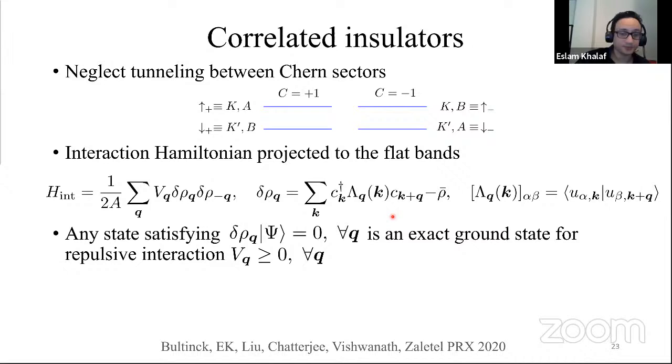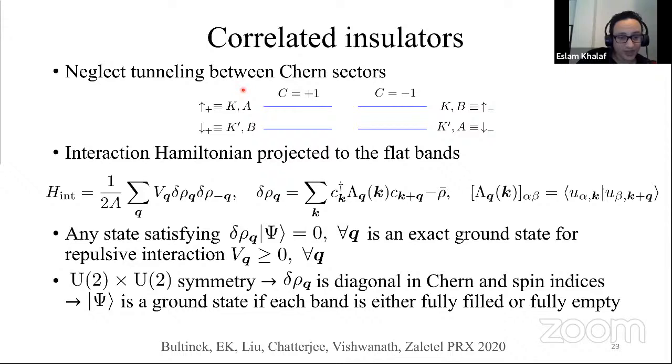Now, another thing to notice about this system is that because the Chern sectors are decoupled, and because we have SU(2) spin, we have spin and charge conservation in each sector, we have a large symmetry group, which is U(2) times U(2). And the implication of this is that this density operator is actually diagonal in both the Chern and spin indices, which means that instead of looking at this full symmetry operator, we can look at states that are annihilated by these density operators in each band separately, in each spin and in each Chern sector separately.